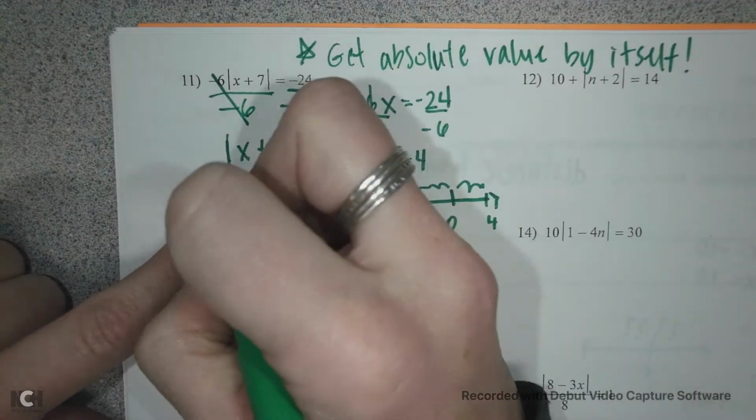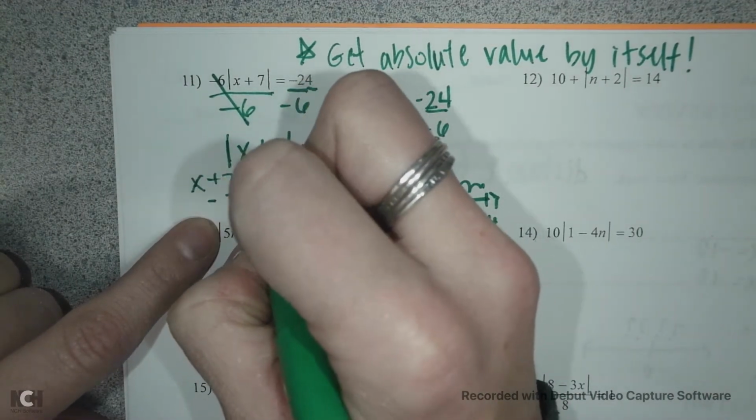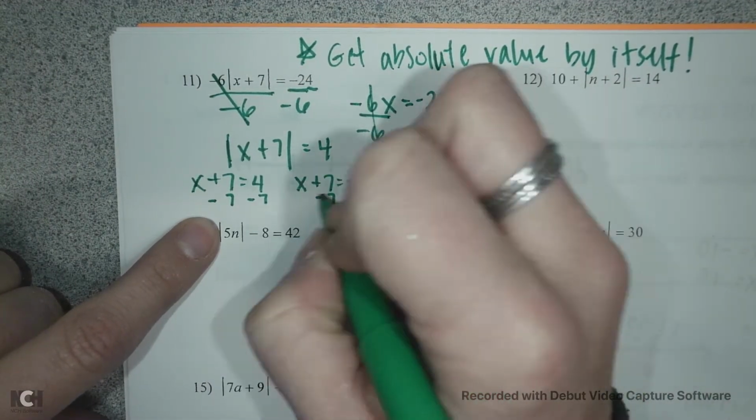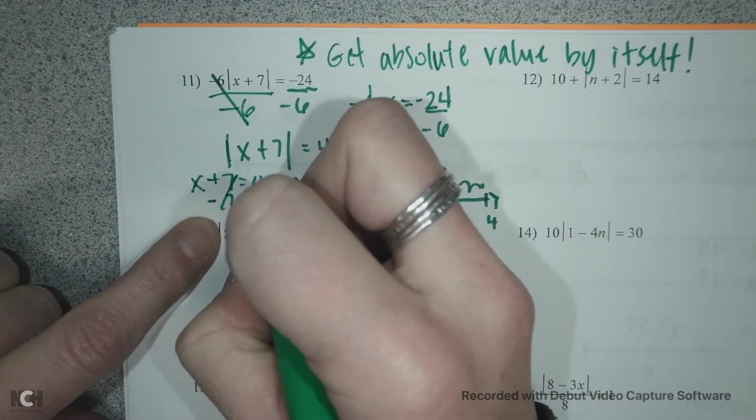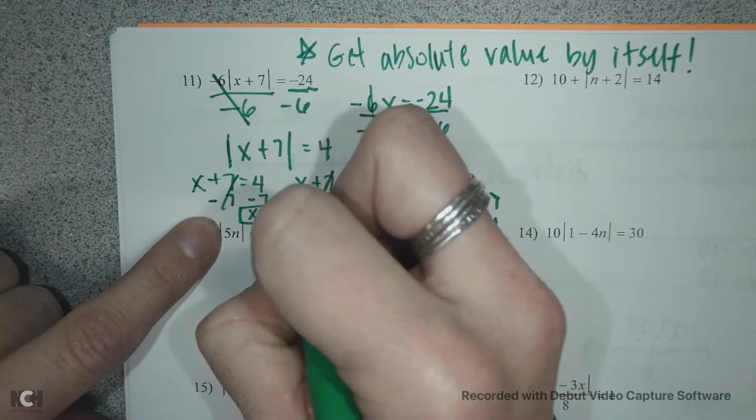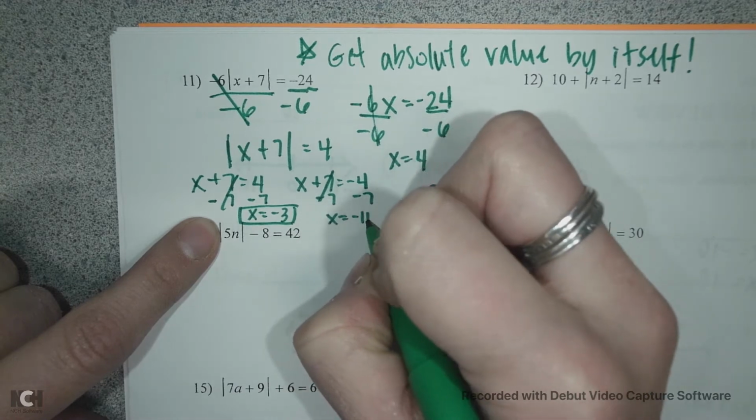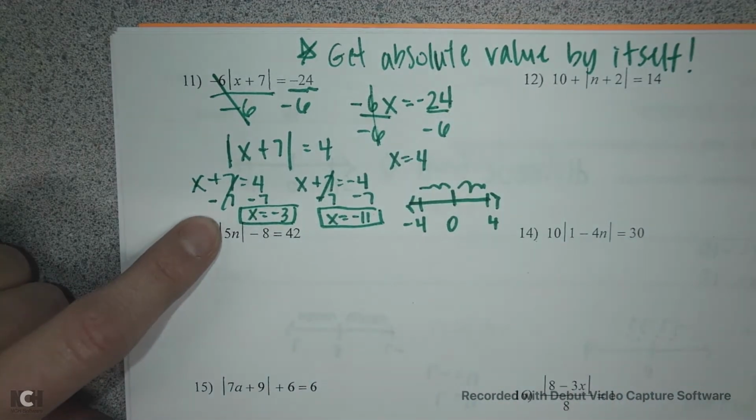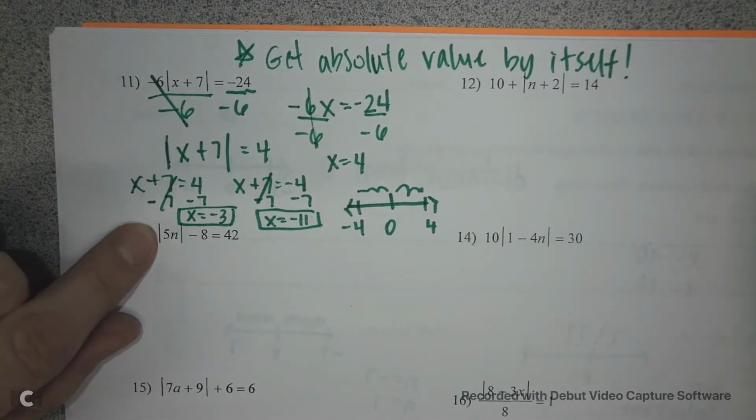I'm going to solve for x by doing the opposite of add 7, so I'm going to subtract 7 on each side, and x is equal to negative 3, and x is equal to negative 11. Okay, that's how you do that one. So we're going to keep going. It's the same idea every single time.